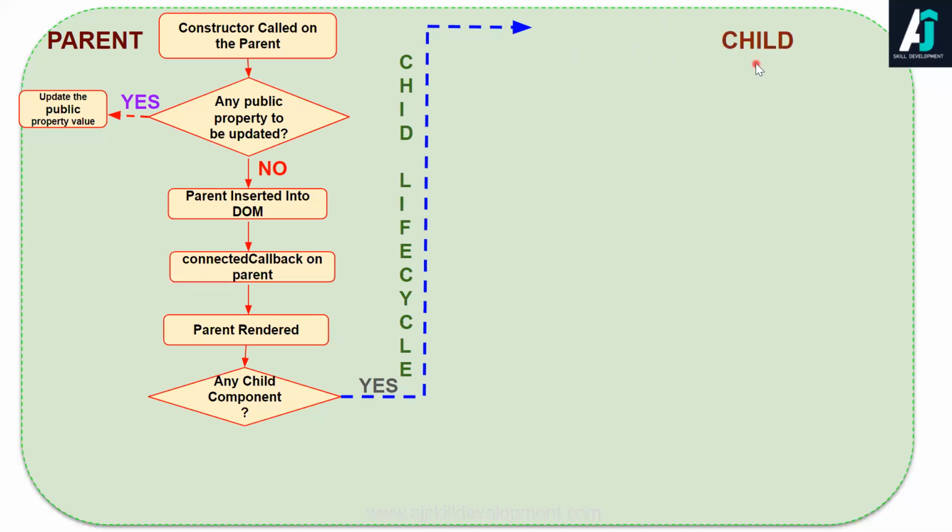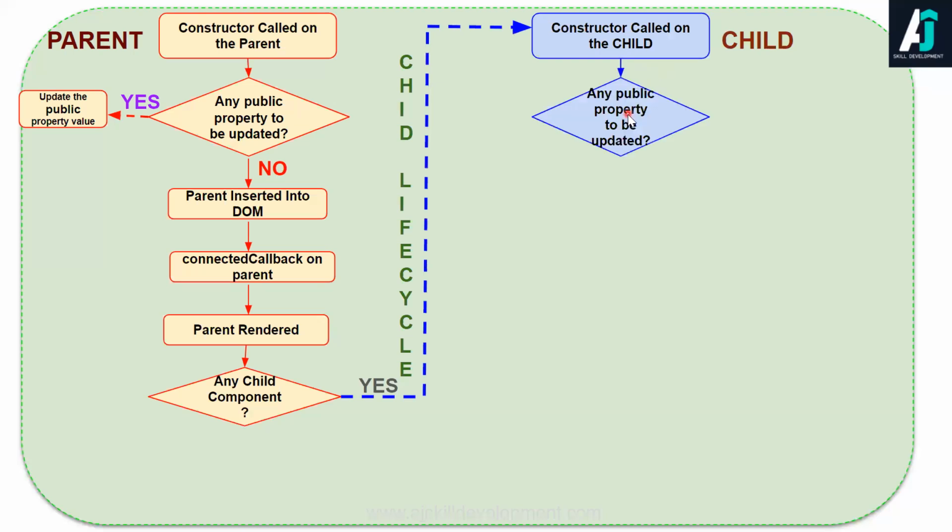The child component also has its own class, right? So if it has a component, then it should have a constructor. The constructor will get automatically invoked in the child component. Now the child's life cycle starts. So as of now, we have seen up to the parent's life cycle, right? Now the child's life cycle starts here.